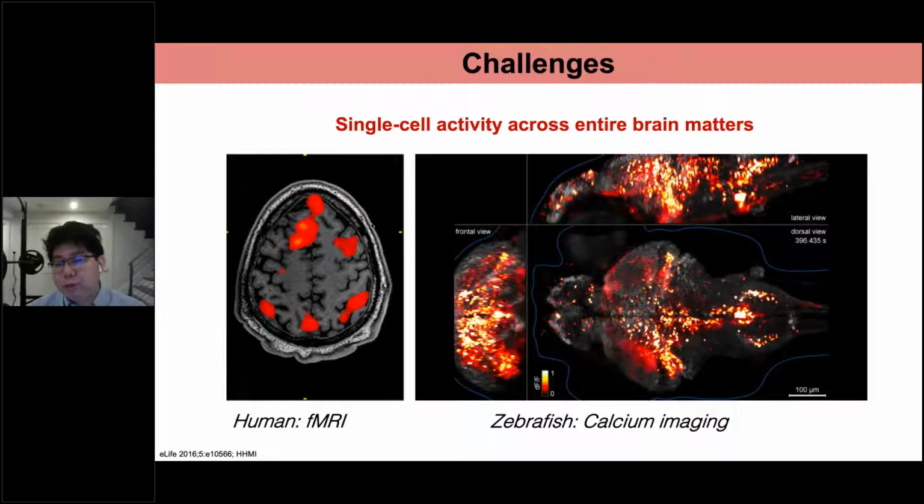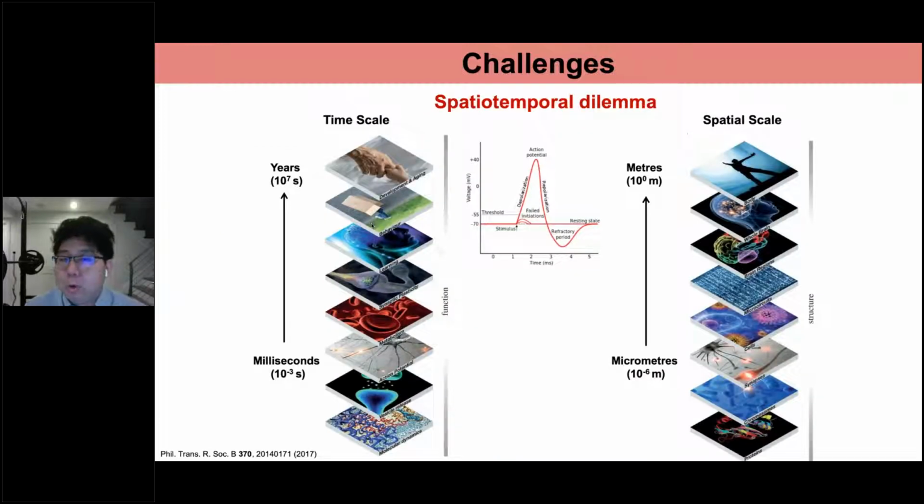But if we want to achieve this high level of recording, then we will face the second challenge, which is called the spatial temporal dilemma in neuroengineering. Consider neural activity: it operates at millisecond temporal resolution. The one in the middle is the action potential of one neuron, which has a duration of around 1 to 3 milliseconds. However, we know that brain activity is not operating only at the millisecond temporal resolution. It takes days, months, or even years to build up emotion, cognition, or learning.